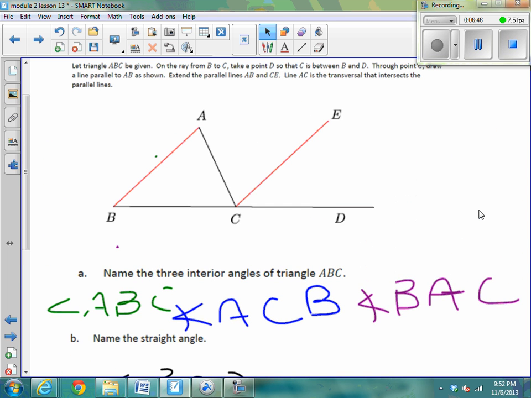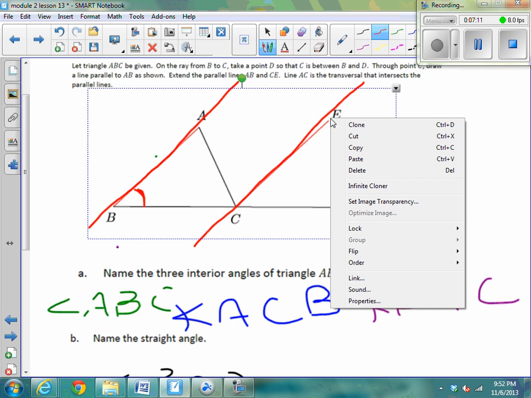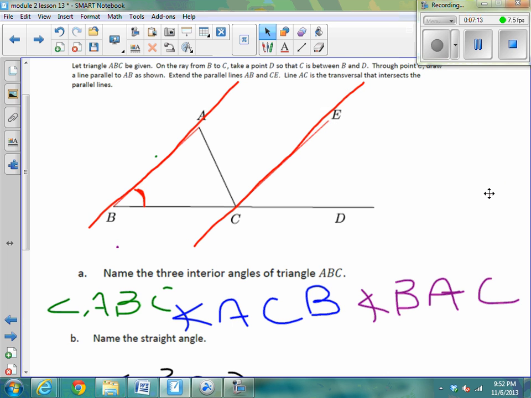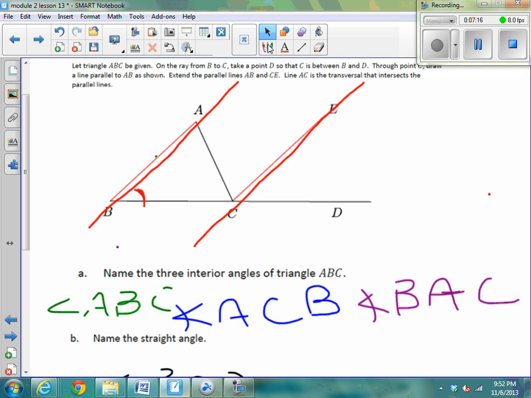Well, if we still want to talk about these lines being two lines cut by a transversal, then let's extend those lines again. And angle ABC is right here. And angle ECD is right here.